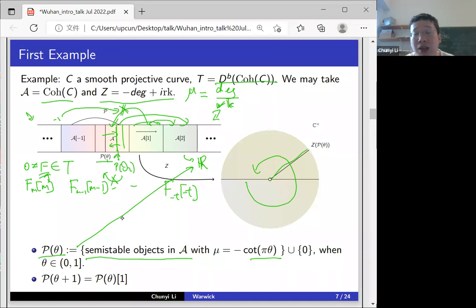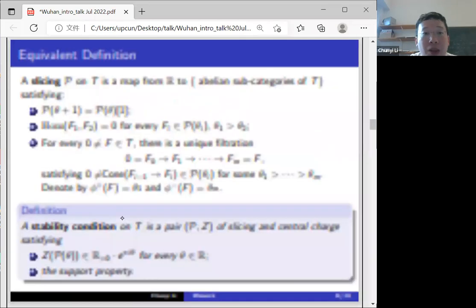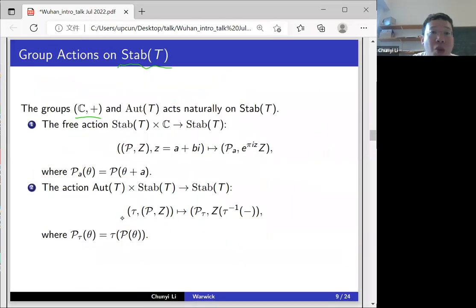It's still a slicing on the whole category, and the only thing you need to change to make the whole thing compatible is the central charge. So you also rotate the central charge by 90 degrees if you shifted the slicing by 1/2. So this is one of the actions, by the real values, labeled as A.